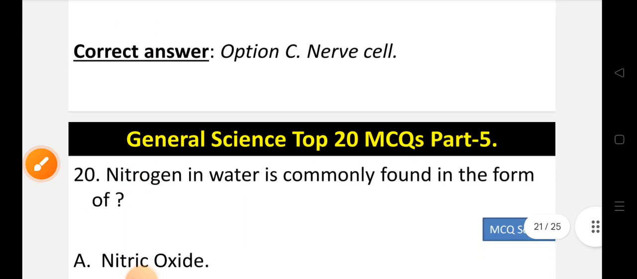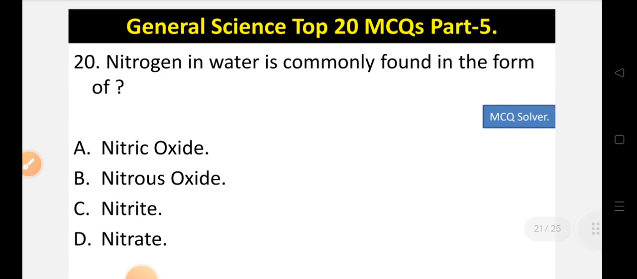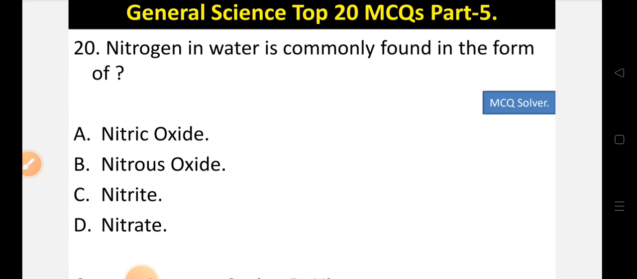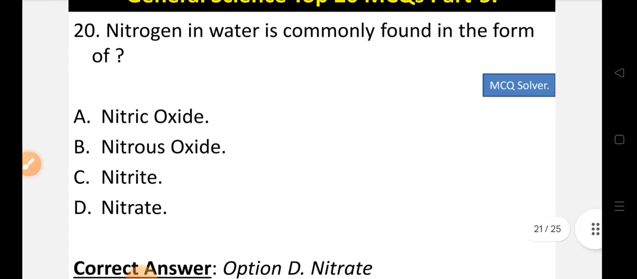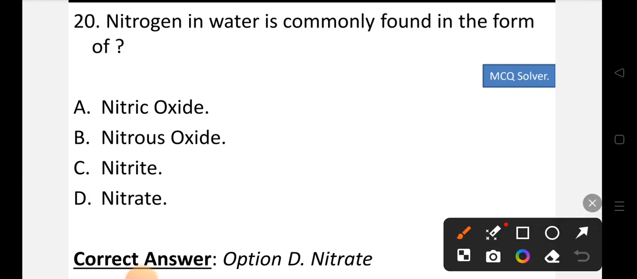Now let's move to the last question of this video, question number 20. Nitrogen in water is commonly found in the form of. So among the following, the correct option is option D, that is nitrate. So nitrogen is found in the form of nitrate in water. So D is the correct option.